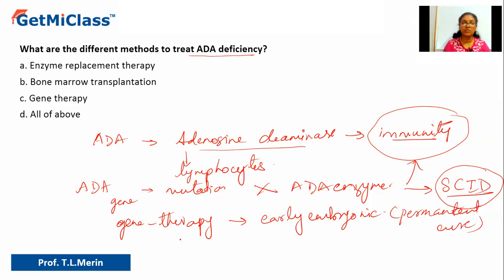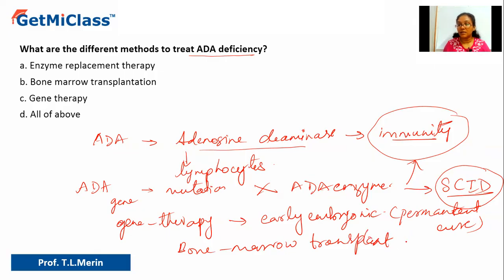But there are other treatments also, like bone marrow transplantation, where the bone marrow, that is the site of the formation of WBCs, is involved. The WBCs which are not capable of forming ADA will be removed, or in that place, WBCs which have been genetically engineered for the production of ADA can be introduced. That is what we call bone marrow transplantation. That is gene therapy again.